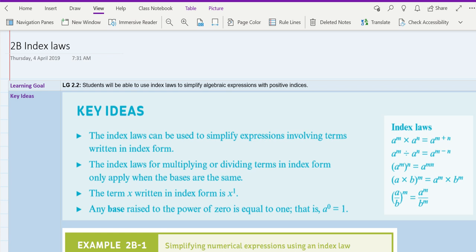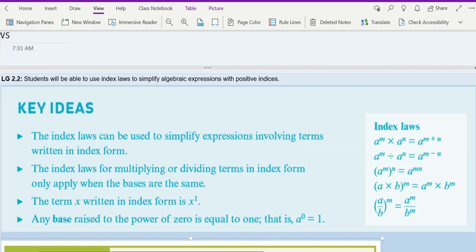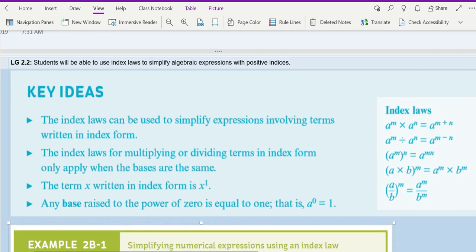Now we've used index laws with numbers before, but we're just going to express the same principles algebraically. So you should be familiar with these index laws, but they'll look just a little bit different. The goal for today is that you'll be able to use index laws to simplify algebraic expressions with positive indices. Now, key ideas are that index laws can be used to simplify expressions involving terms written in index form.